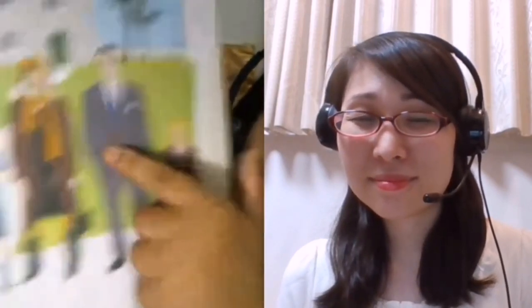Alright, so is Mrs. Brown's husband standing behind the house? No, Mrs. Brown's husband isn't standing behind the house. He's standing in front of the house. Good. What's your mother's name? My mother's name's Mikika.